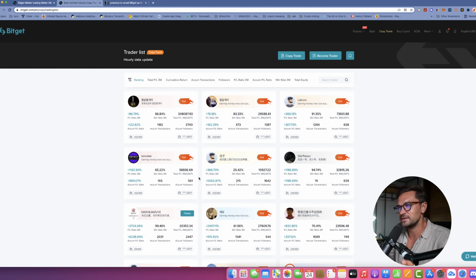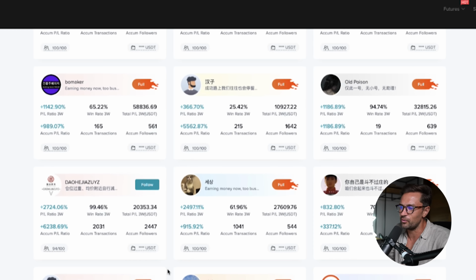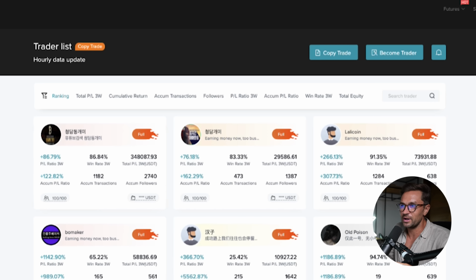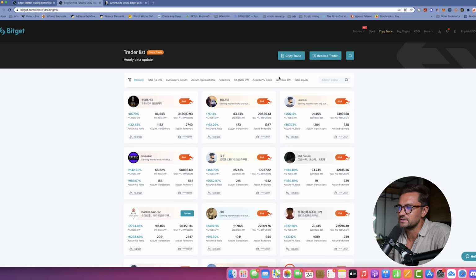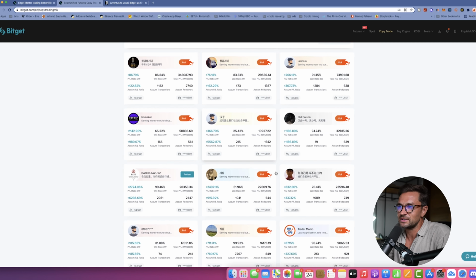So copy trade is a really cool feature, especially for people who want to maybe test out trading, or even if they suck at trading and don't want to test out trading at all, but they want skin in the game and have their money in crypto, and give their money to somebody else to do it. So that's the copy trade system. You can either do a copy trade or become a trader in the copy trade system. So definitely something to look at.